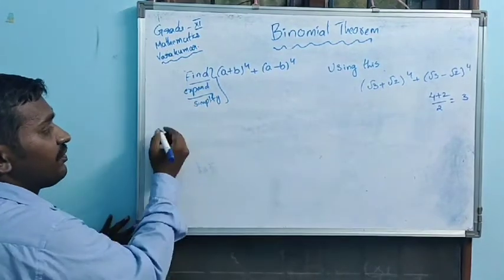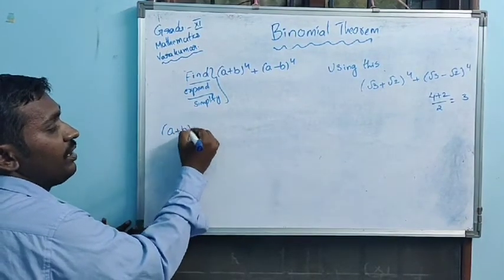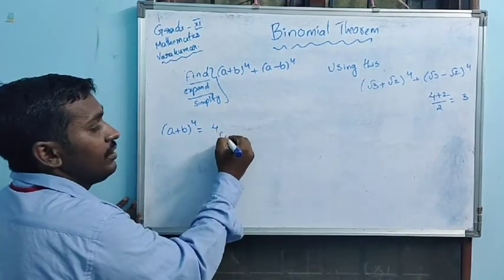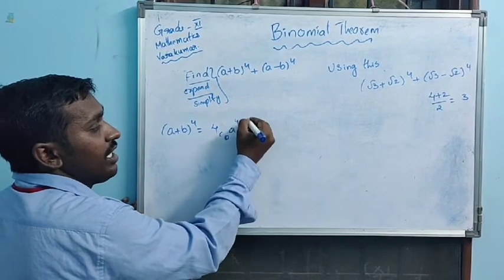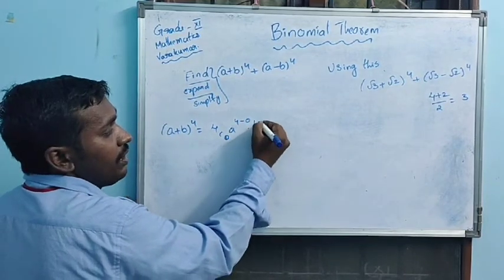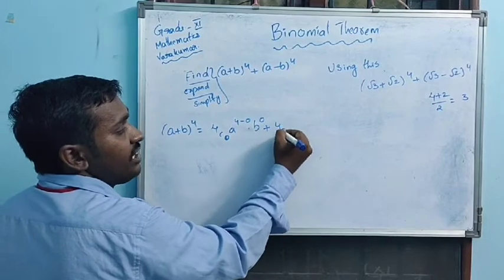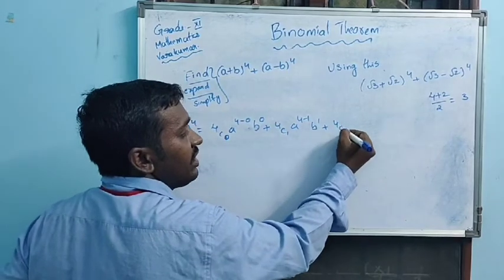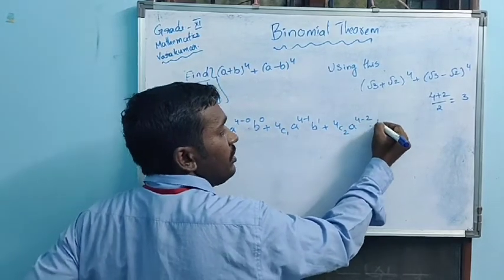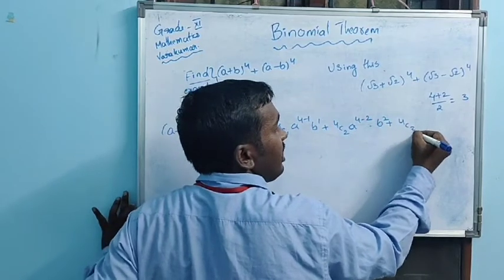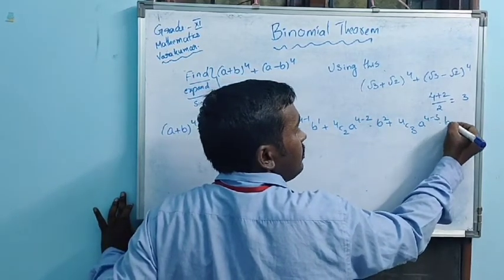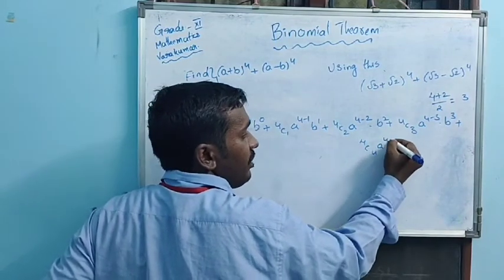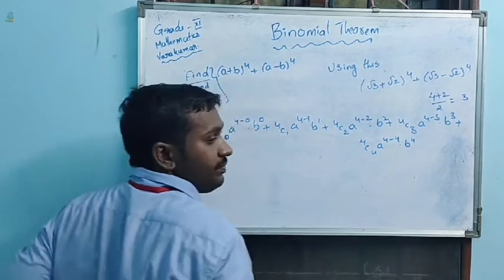Now (a plus b) whole power 4. I'm going to write the (a plus b) whole power 4 expansion. 4C0 a power 4 minus 0 into b power 0, 4C1 a power 4 minus 1 b power 1, 4C2 a power 4 minus 2 b power 2, 4C3 a power 4 minus 3 b power 3, 4C4 a power 4 minus 4 b power 4.